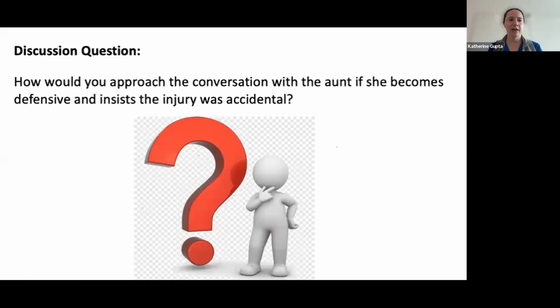So here's a question that I'm hoping some people will be brave enough to answer in the chat: how would you approach the conversation with the aunt if she starts to become defensive and she insists that the injury was accidental? This can definitely happen. So if anyone has experience in this or ideas of how they would address it, I would love to see. I'll give a moment for people to write their thoughts in the chat.